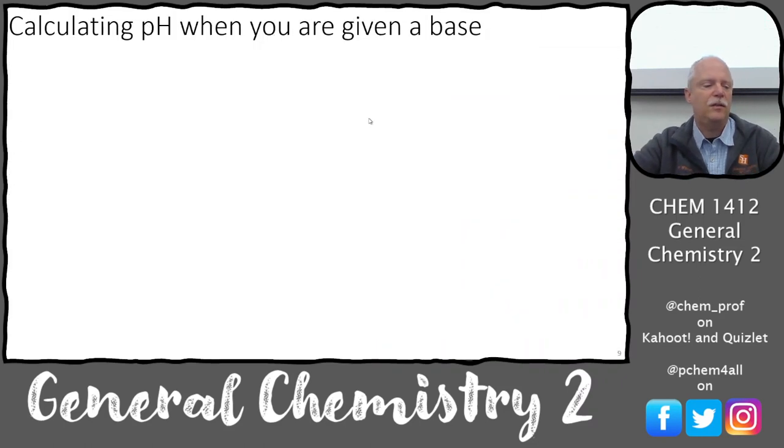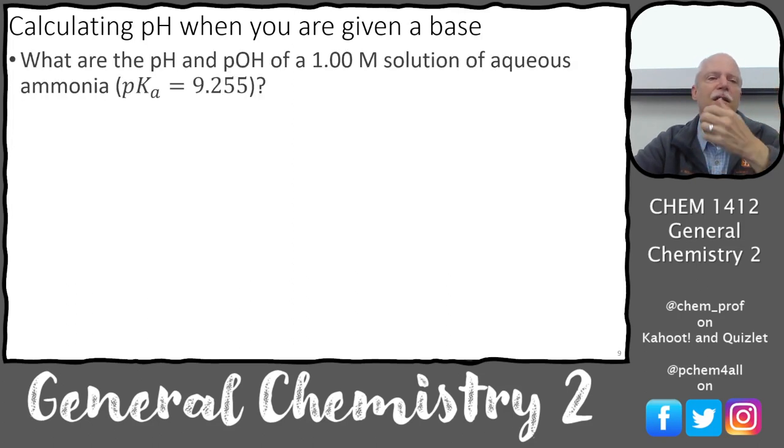So let's put a twist on this. Sometimes we're calculating pH, but we're given a base. So what are the pH and pOH of a 1 molar solution of aqueous ammonia? pKa, 9.255. So your first step is to look at the words in the problem and figure out, is it an acid or is it a base? We know that amines and ammonia are bases.